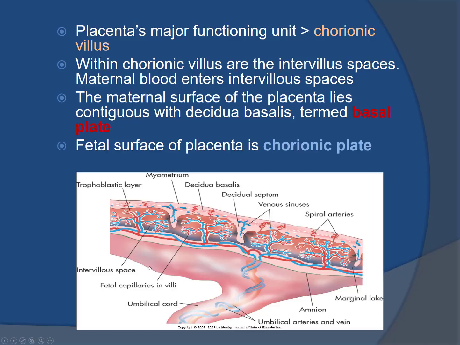This is the gross anatomy of the placenta. The placental major functioning unit is the chorionic villus. So these are the chorionic villi. They are primary and then become secondary when they branch. Within the chorionic villi are the intervillous spaces, and maternal blood enters the intervillous spaces. This is the place where the exchange of nutrients, oxygen and waste products takes place.